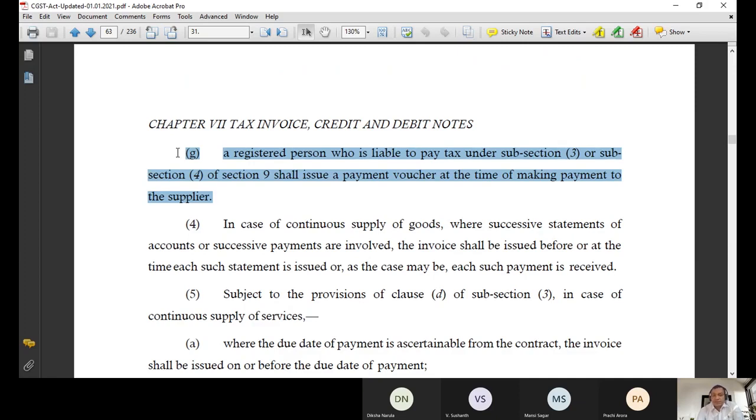That's it. So I think let us wind up this session at this point. Section 31, subsection 1, 2 and 3. And in the next class, we will continue the discussion on section 31. Goodbye from my side. Thanks.